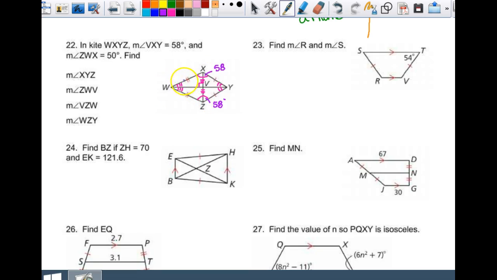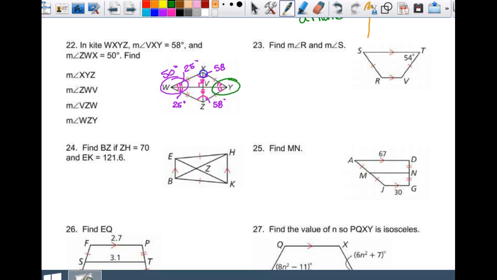This whole thing right here is 50 degrees, which means this piece is 25 and this piece is 25 because they get bisected. Okay, so let's see what else we actually need. I'm looking for XYZ. So XYZ is this whole thing right here. Now, these opposite angles here are not congruent, because it's these that are congruent.